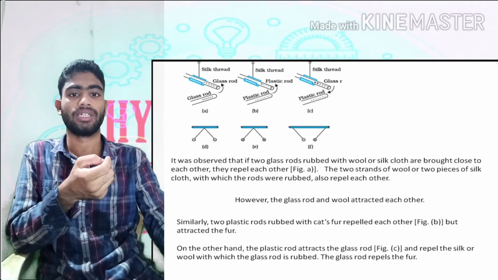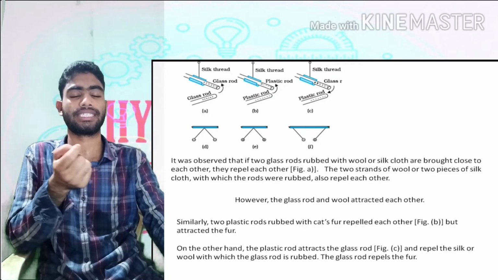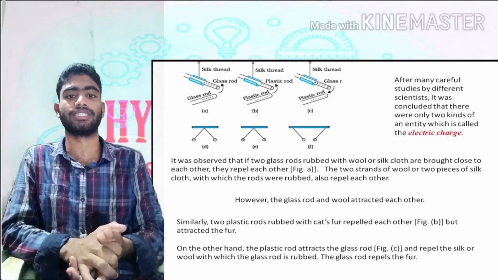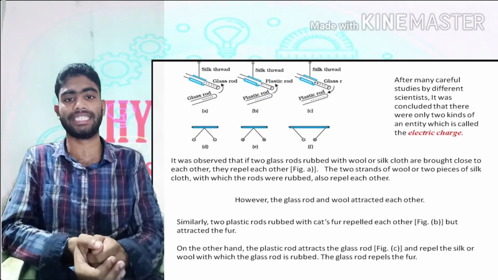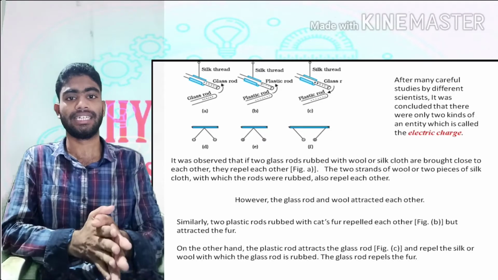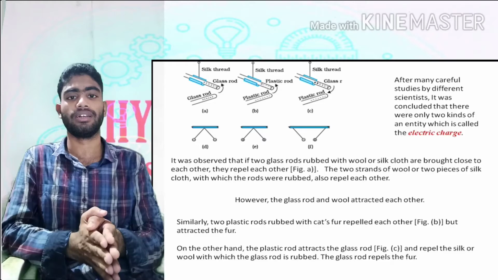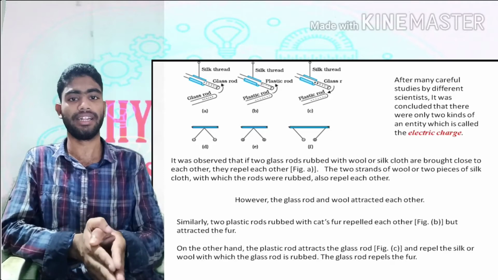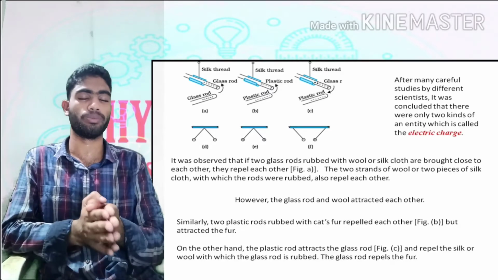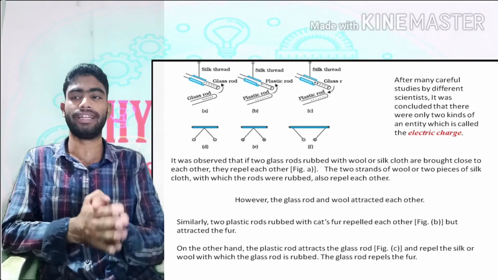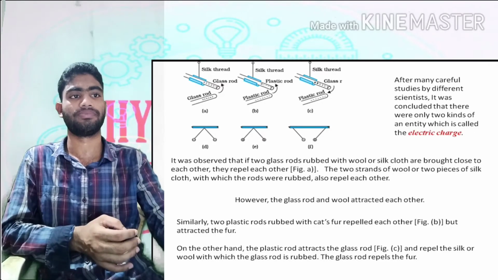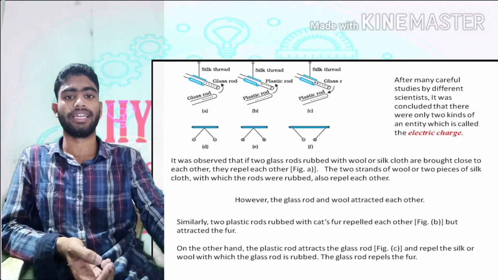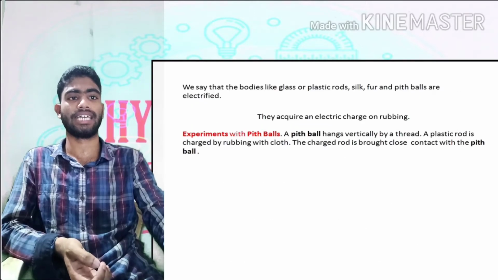Similarly, what I already told you, the similar things I represent here. And finally, by taking so many different experiments by different scientists, they concluded that something is responsible for these phenomena, and they named it electric charge. Understand? By doing so many different experiments, they found something which is the responsible factor for all this phenomenon, and it is named electric charge.